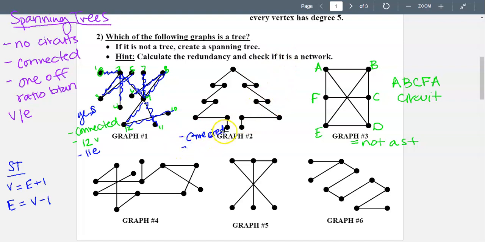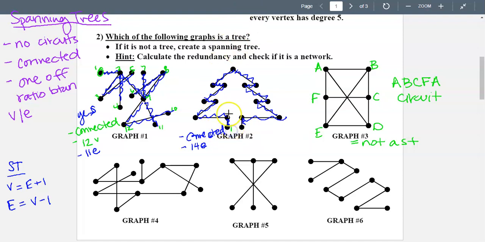If you want to be certain, you could count the number of edges and vertices. So you have 1, 2, 3, 4, 5, 6, 7, 8, 9, 10, 11, 12, 13, 14. So there are 14 edges here. Edges, it's an E. And then let's count the number of vertices.